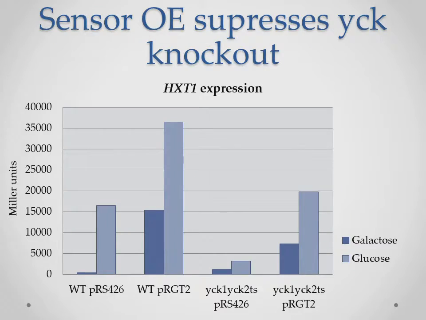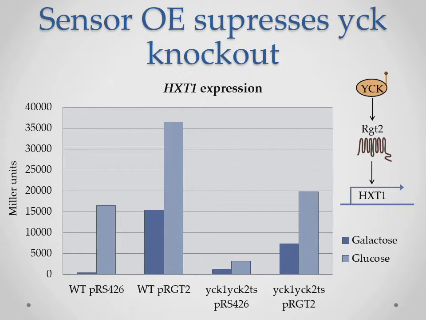So in order to look at this another way, we flipped the system and started overexpressing RGT2 in a YCK temperature-sensitive strain. As you can see, again, in the wild type, we get induction of Hxt1. In the YCK1-2 TS strain, we see very limited induction of Hxt1. However, this time we got the unexpected result of RGT2 overexpression actually rescuing the YCK mutant strain back up to wild type levels and even showing some constitutive signaling under galactose conditions. This suggested and seemed to confirm the possibility that YCK functions more in an upstream role in this pathway as opposed to its suggested downstream role.